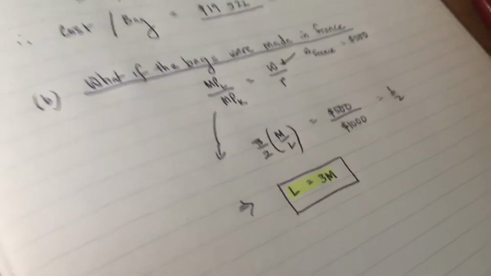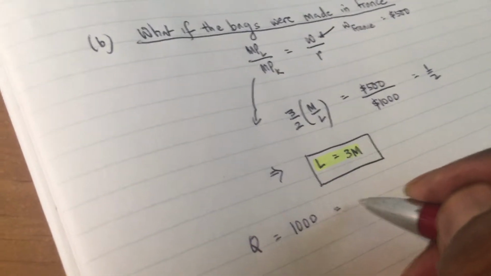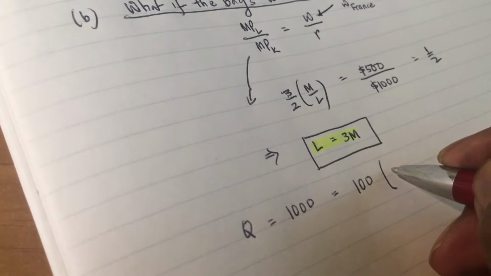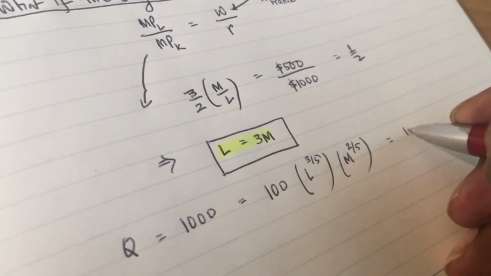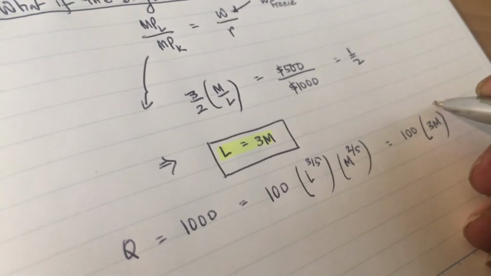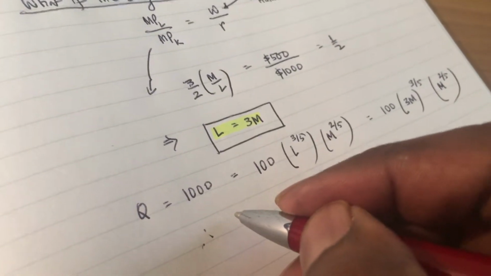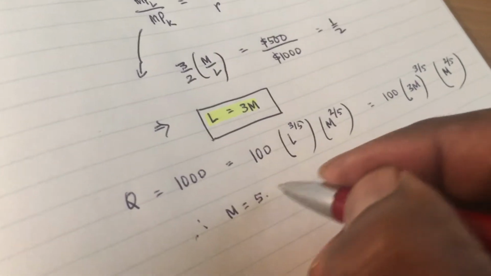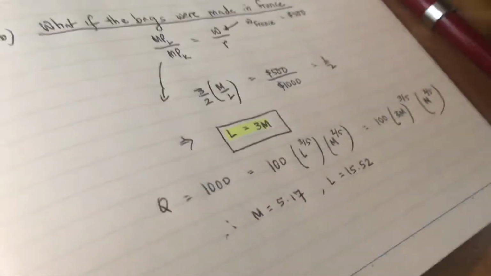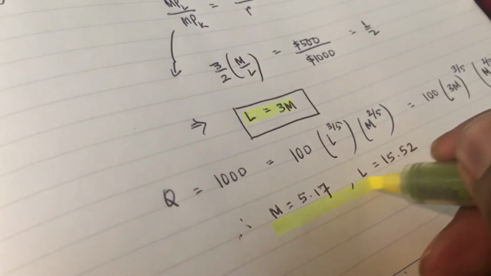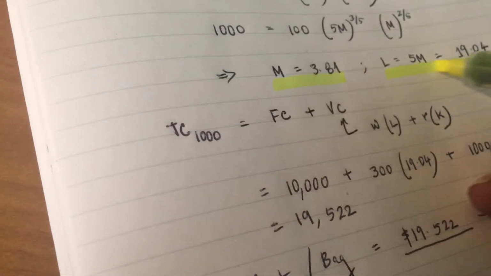If I have to make 1000 units, I will compute what the value of L and M is. So Q is 1000. I put this back in my Cobb-Douglas equation. 1000 equals 100 L to the power 3 by 5, M to the power 2 by 5. Instead of L, I put 3M, so (3M) to the power 3 by 5 and M to the power 2 by 5. I solve for L and M. M comes out to be 5.17, and L comes out to be 15.52. Okay, so this is obviously different from what you had when you did it in China, where M was 3.18 and L was 19.04.